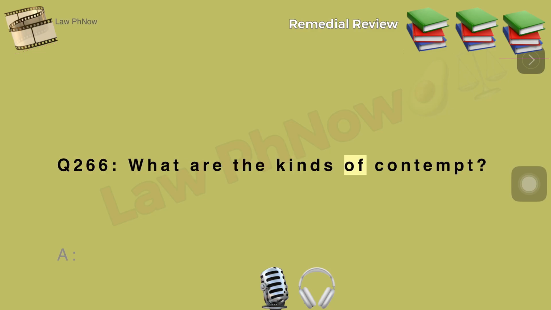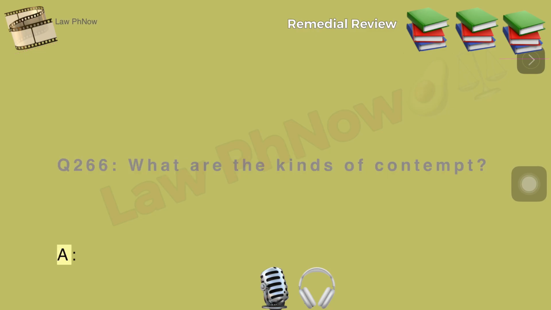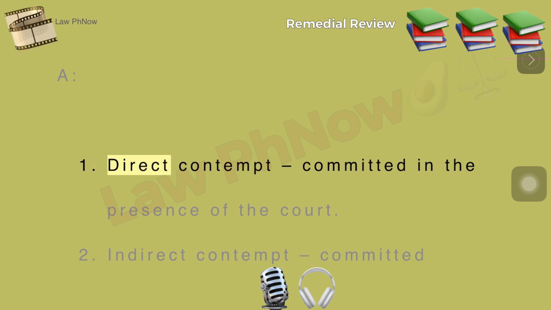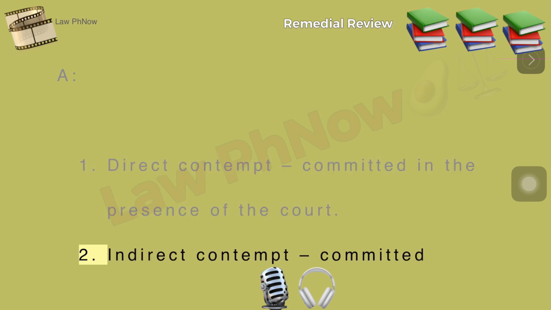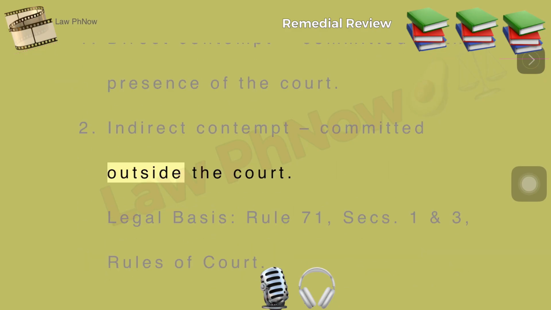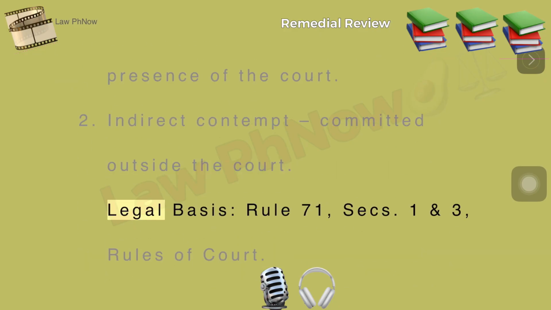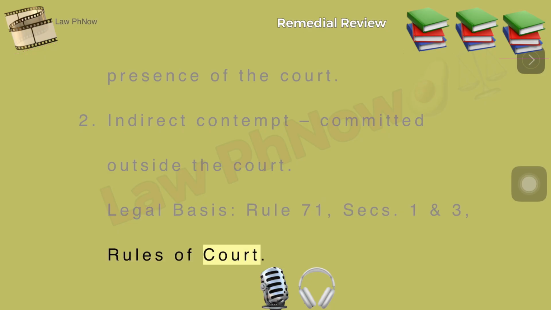Q266, what are the kinds of contempt? A. 1. Direct contempt, committed in the presence of the court. 2. Indirect contempt, committed outside the court. Legal basis, Rule 71, Sections 1 and 3, Rules of Court.